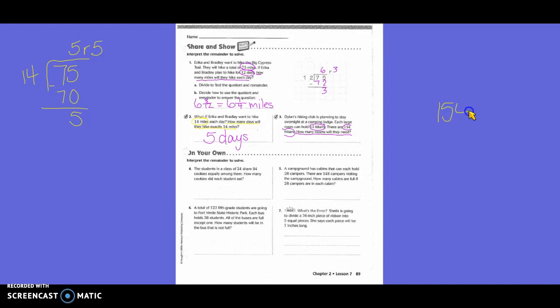154 divided by 15. Okay, 15 goes into 15 once. 1 times 15 is 15. Bring down the 4. 15 into 4 is 0. 0 times 15 is 0. 4 minus 0 is 4. So 10 remainder 4. So how many rooms total do they need? Are we going to use the quotient, the remainder, go up 1, or use a fraction?